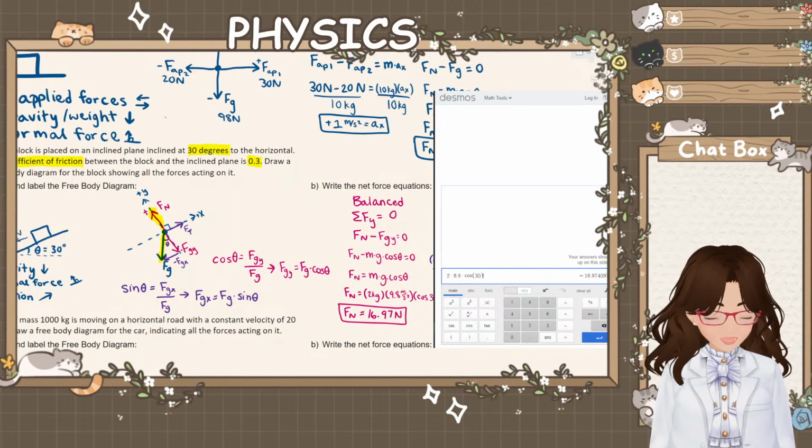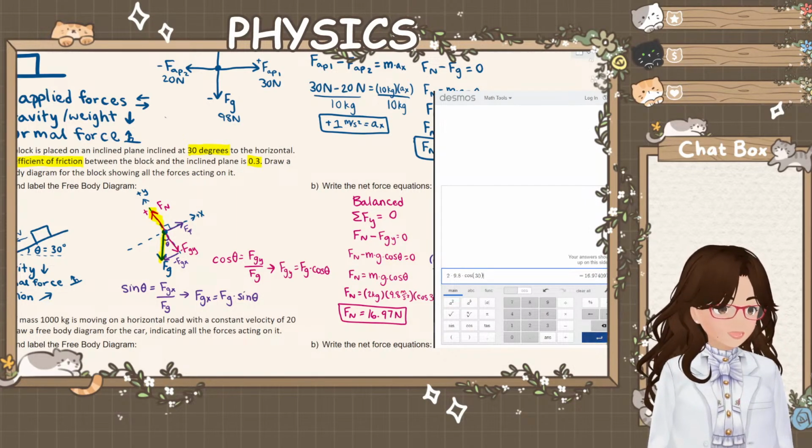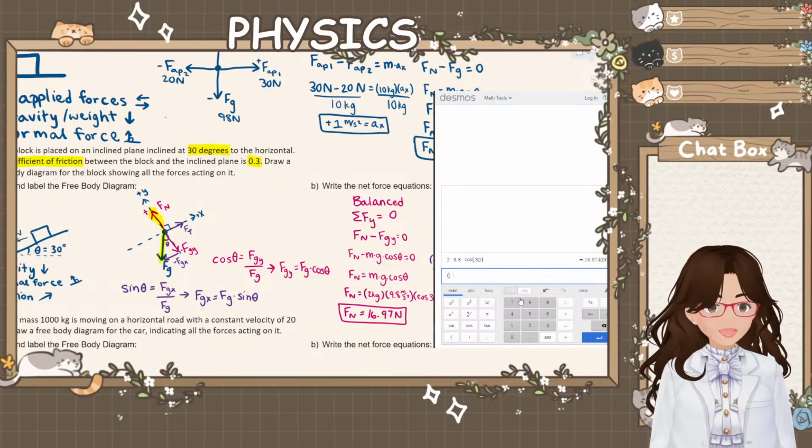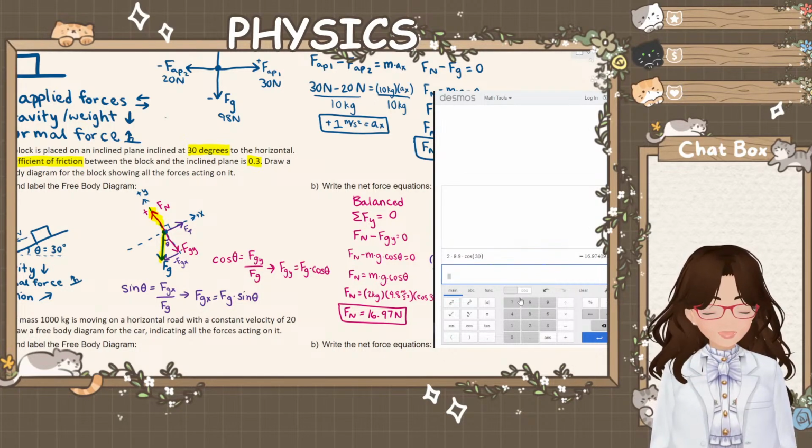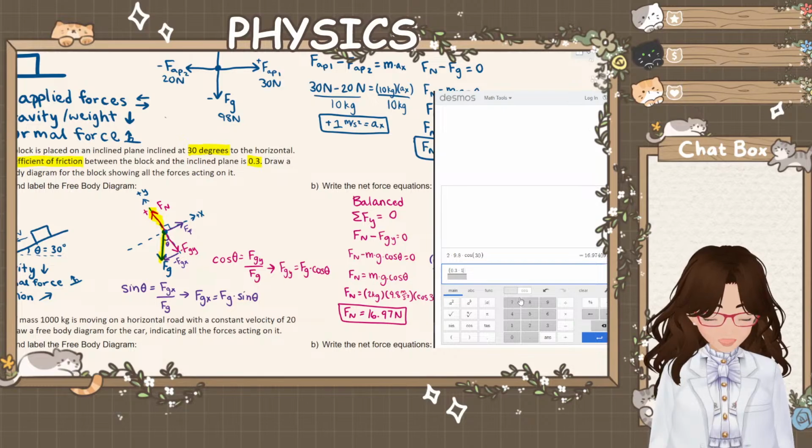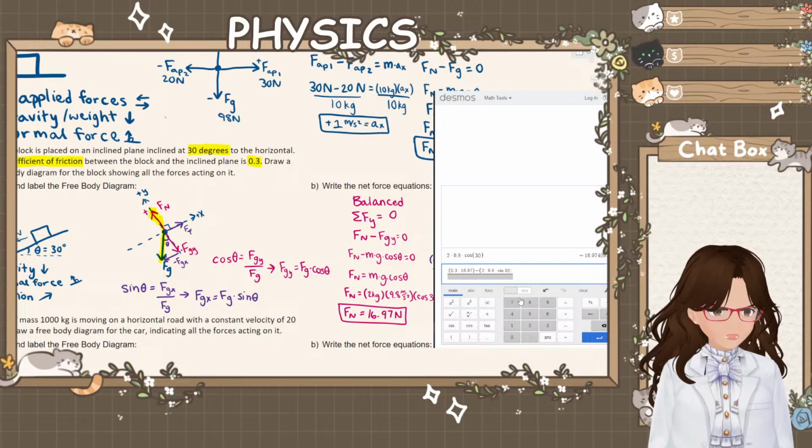So right here, what we're going to do, I'm going to use a lot of parentheses because it's just going to help make sure that this comes out correctly. First things first, whenever I'm using Desmos, I like to just start out with the fraction. So that way it's a little bit easier to do it. So I have 0.3 times 16.97 parentheses minus 2 times 9.8 times sine of 30. And then I want to divide that whole thing by 2.